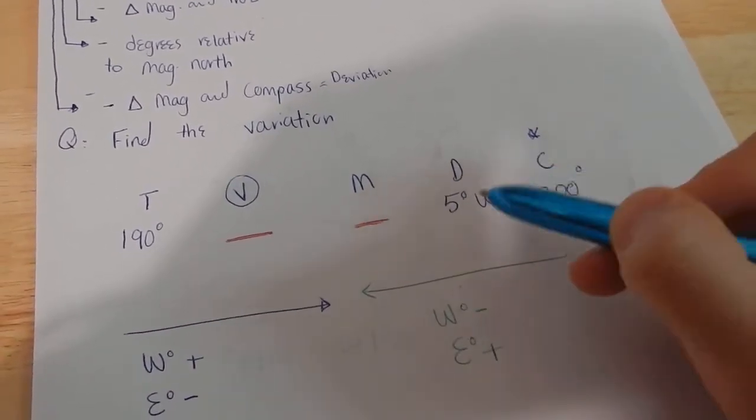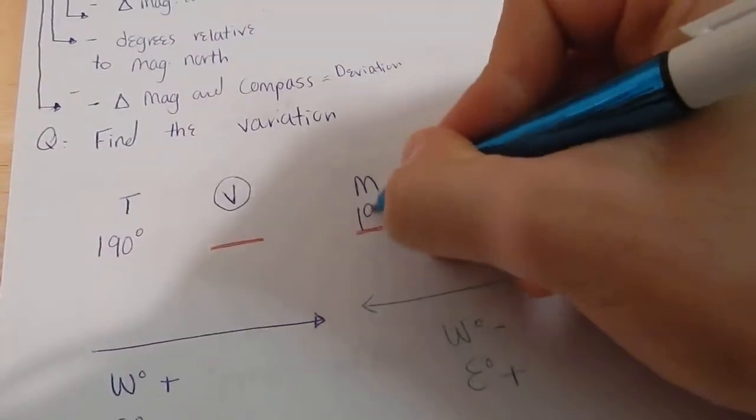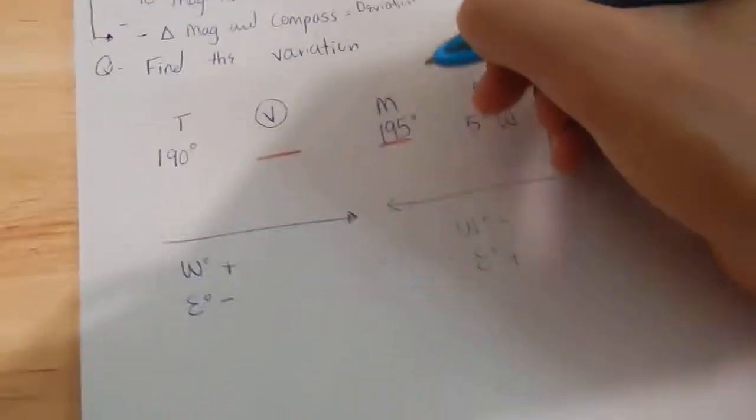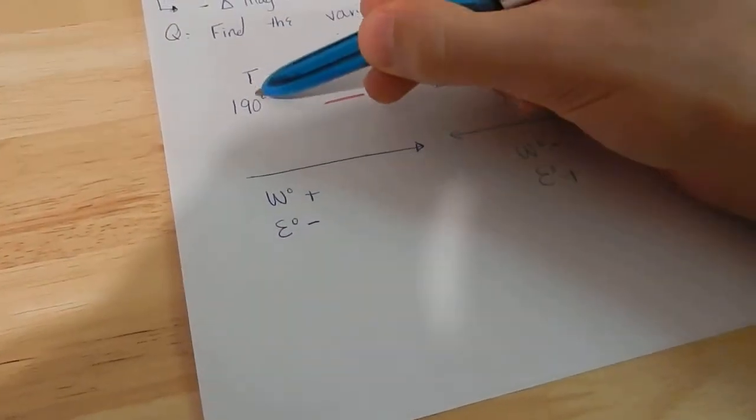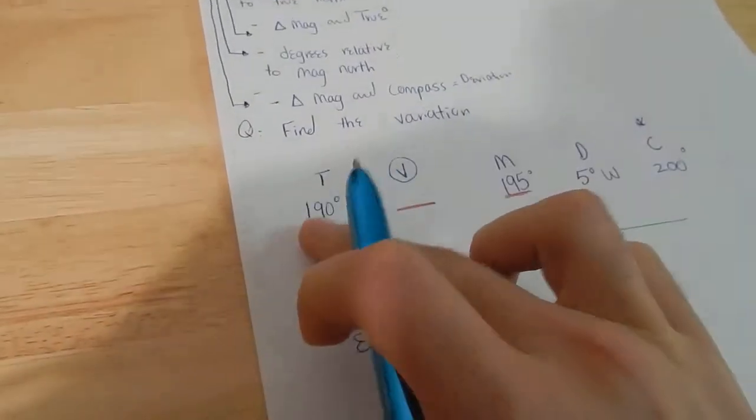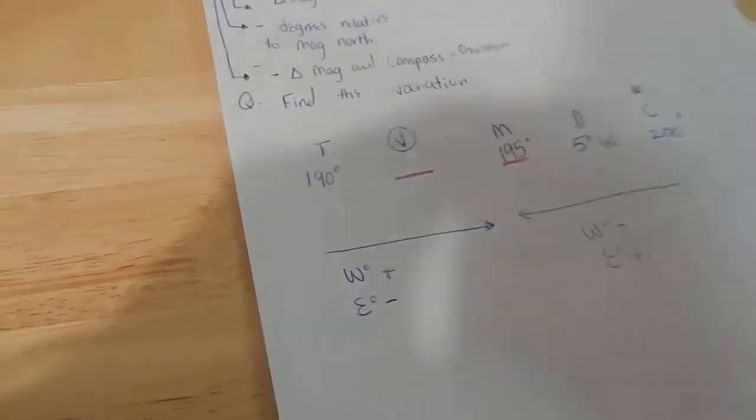So 200 minus 5 is 195, right? Now, you want to find variation. So now you have the difference between magnetic and true heading. So that is 5 degrees. And look, the true is less than magnetic. So in order for you to go from here to here, something has to be subtracted.